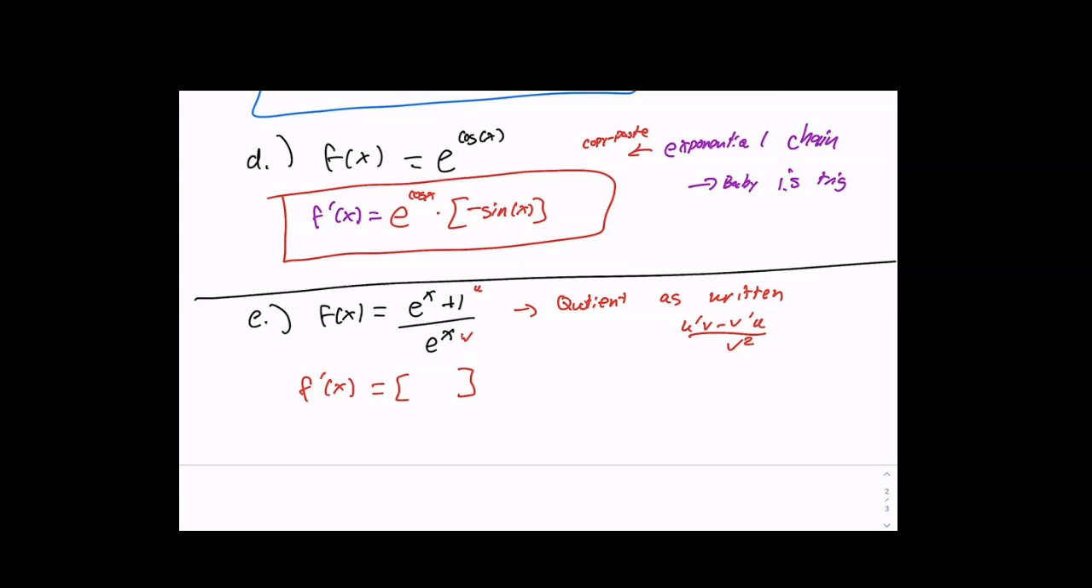What's the derivative of e to the x plus 1? E to the x, times v. All right, what's v? E to the x. E to the x is something different.